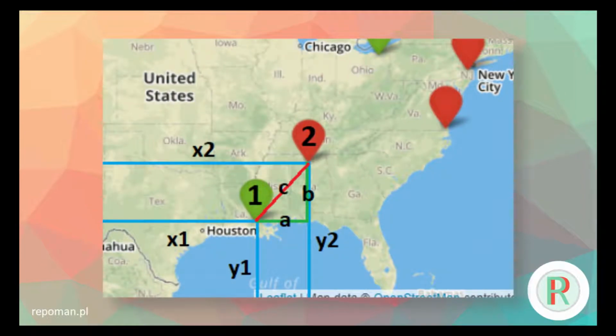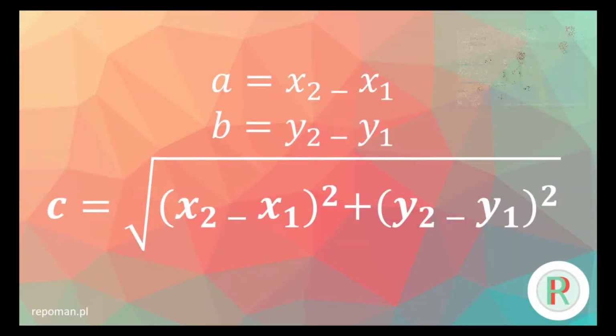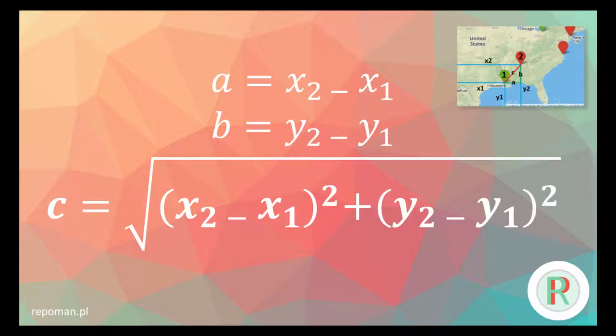x1, y1, x2, y2 are coordinates of respectively balloons 1 and 2. C is the distance we're looking for, and A and B are two remaining sides of the right triangle, with C as hypotenuse. So A equals x2 minus x1, B equals y2 minus y1, therefore C equals square root of x2 minus x1 squared plus y2 minus y1 squared.